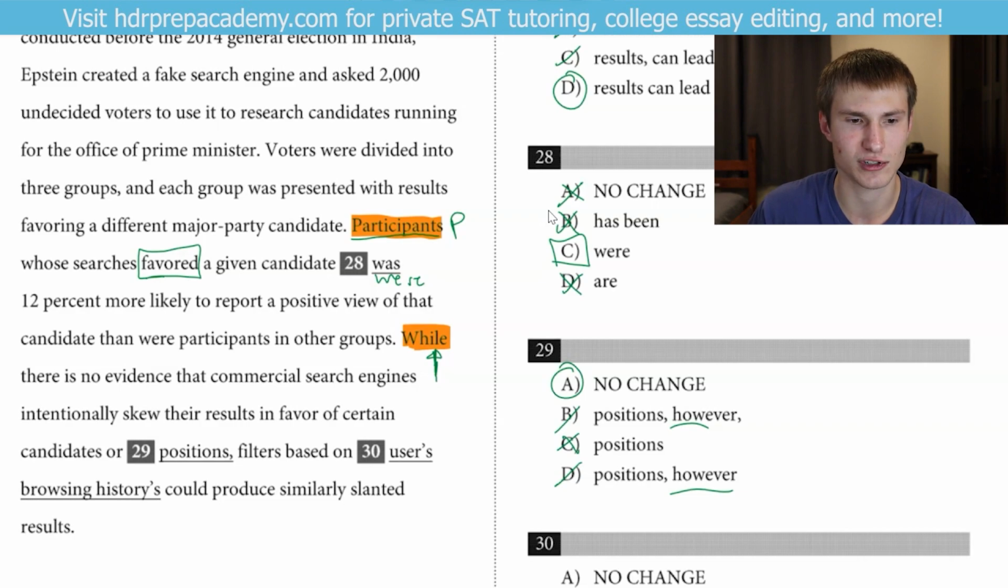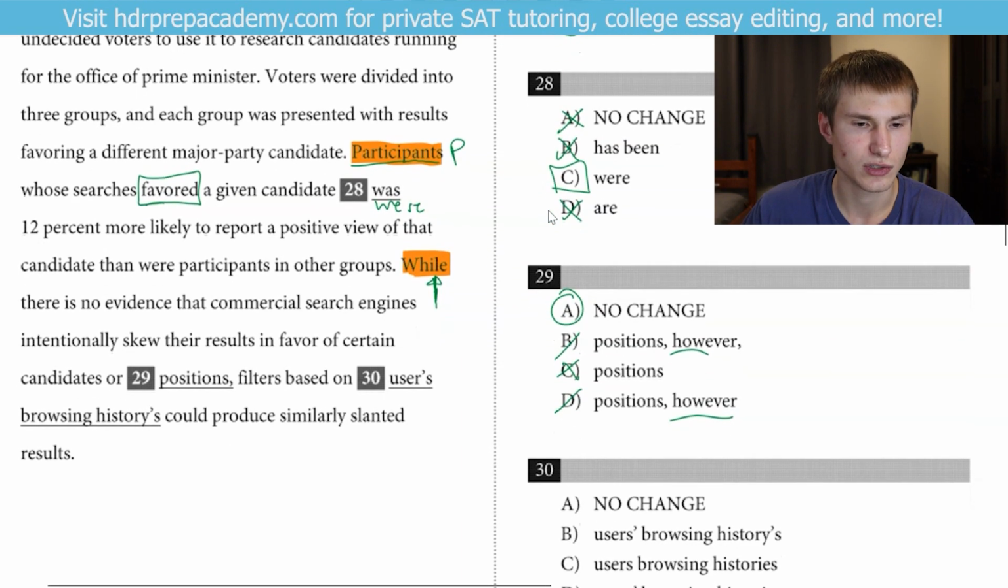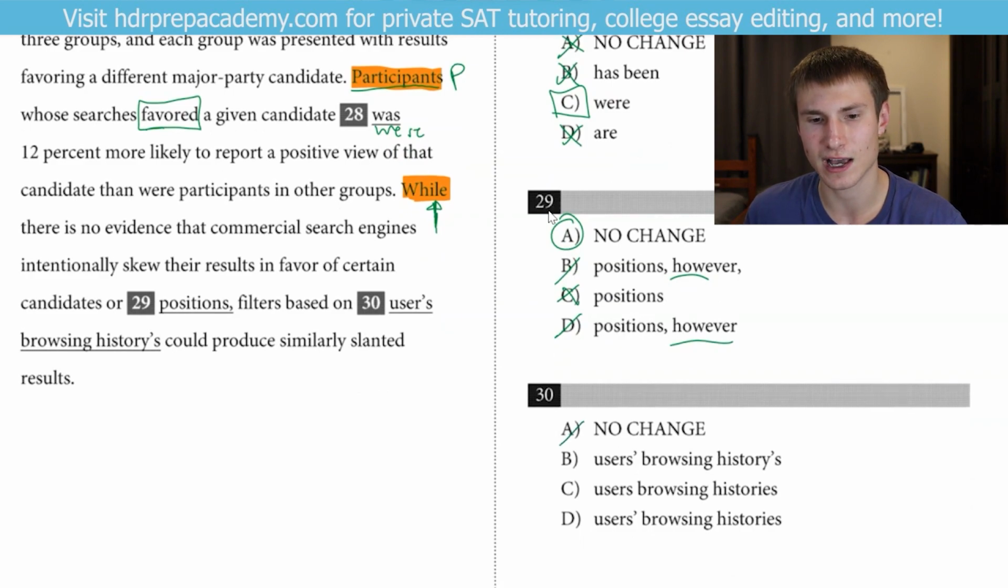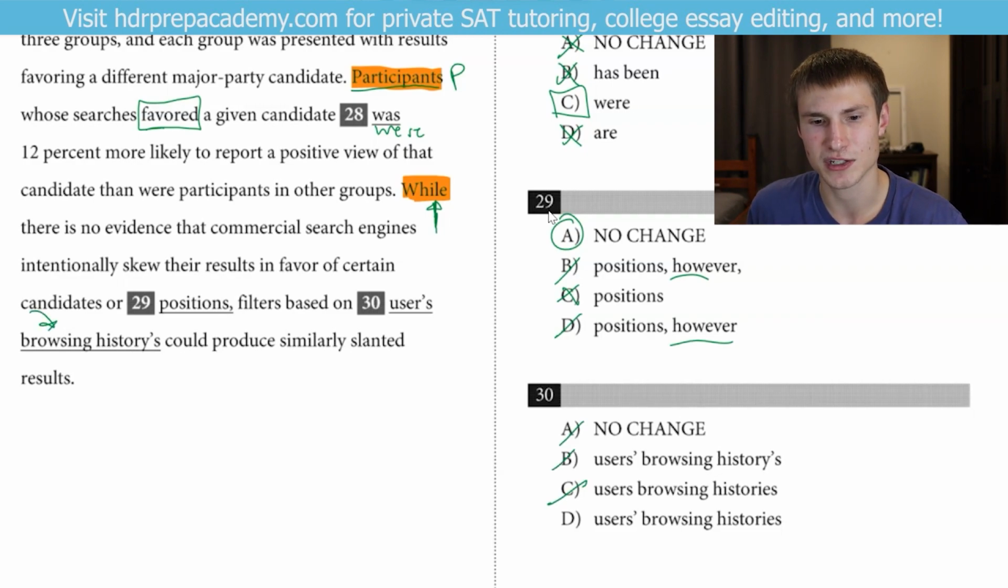Well, there's no evidence that commercial search engines intentionally skew their results in favor of certain candidates or positions. Filters based on users' browsing history. Keep in mind that we have multiple users, so the apostrophe has to come after the S here. Also, there does have to be an apostrophe because they do possess the browsing history. And also keep in mind, histories doesn't own anything, so we can't have an apostrophe after that. So our answer there would have to be answer choice D for number 30.